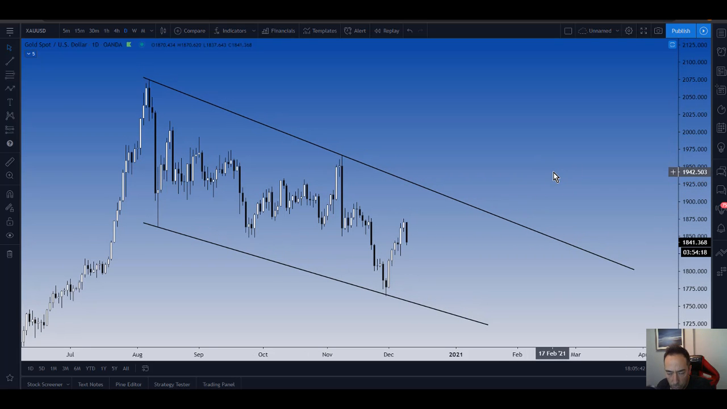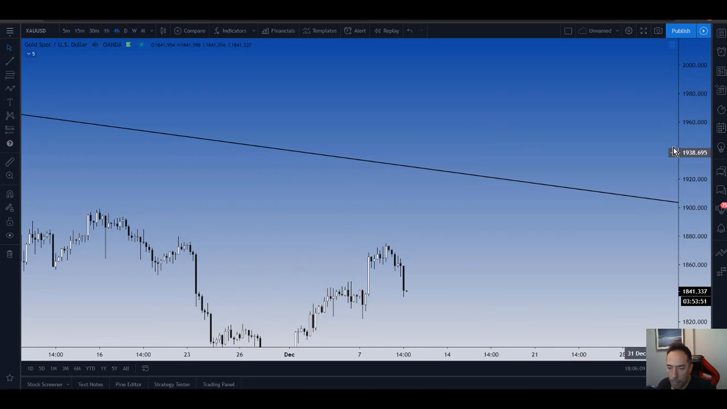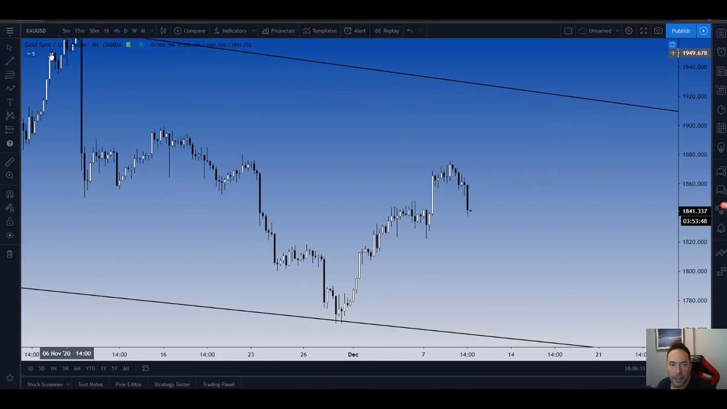So look for this correction to end and then look for buyers to come in to at least test the top of this structure. But if seasonality plays out, then we're looking for price to break out of this structure and holding the trade for the rest of December through January, coming out sometime in February. We could even, who knows, we could test 2000, could even test this high again, who knows. So keep an eye on this.